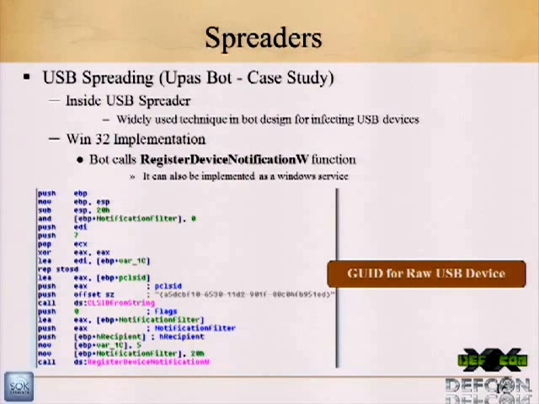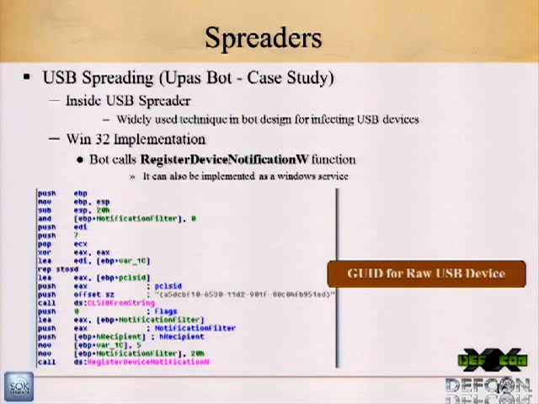So we were analyzing the UPass bot, which is a new upcoming breed of botnet, and it's pretty sophisticated. They have implemented a pretty good spreader called a USB spreader. This technique worked previously and it's still working fine, and they have implemented it really well. We'll show you through this case study how we can build a signature very easily.